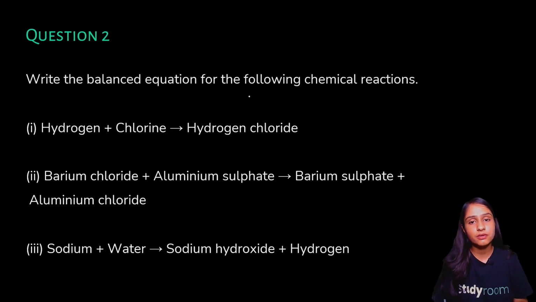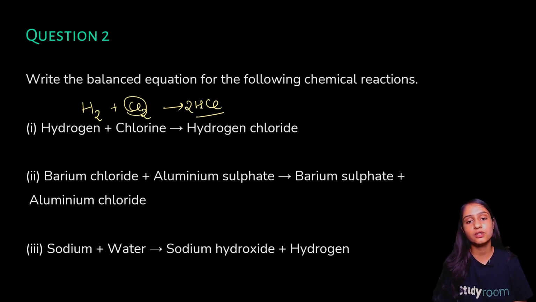So write the balanced equation for the following chemical reaction: hydrogen and chlorine give hydrogen chloride. Some people will write it as this, and this, but you need to know that a single atom of H does not exist. It exists in a bivalent nature. Okay, chlorine also exists in bivalent nature. So that is how hydrogen chloride is formed. And do you think this equation is balanced? I need to write 2 over here. That's how the equation is balanced.